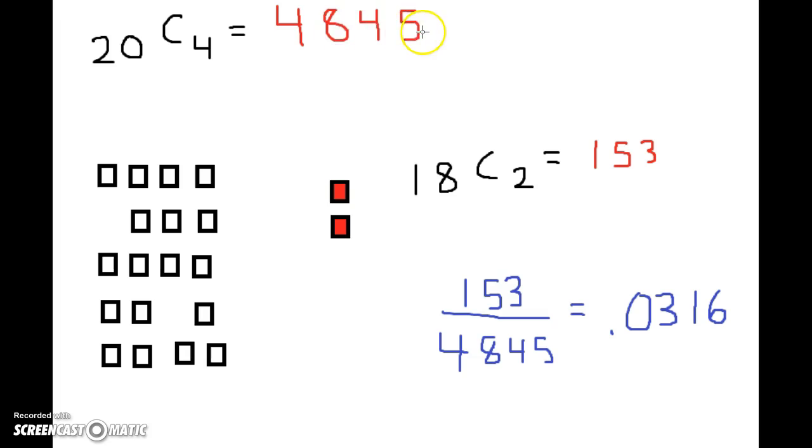So out of this total right here, there's only 153 of them that are going to have the 2 defective and then 2 good. So the probability of drawing that is right around 3%, which is pretty low. So if I was in charge of quality control, I would be a little skeptical that these were the only 2 defective computers, and I would not ship the batch.